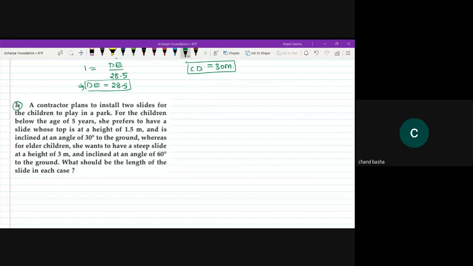First, once again, you have to read the question carefully and try to draw the approximate figure. Yes, please, you have to draw the approximate figure. Here, 2 slides are there. One is 3 meters high and another is 1.5 meters high. I can take the figure.